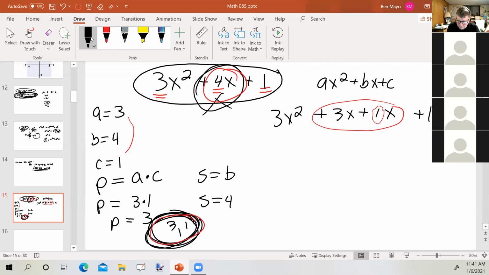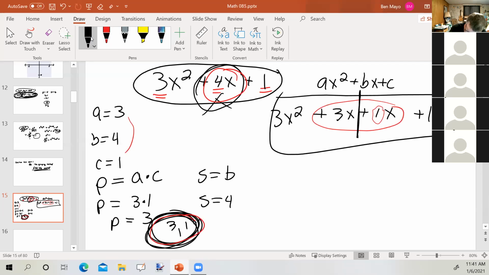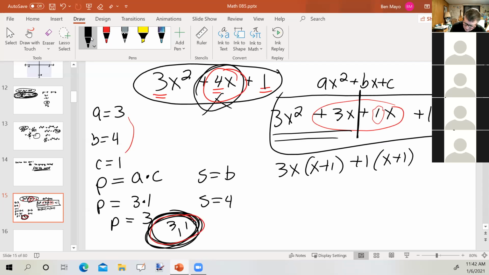Now I have 4 terms. We are now going to use factoring by grouping that we did back in section 6.1. Okay, so I'm going to split this up into 2 groups of 2. The greatest common factor of the first 2 terms is 3x. The leftovers are x plus 1. So over here, the leftovers are x plus 1, and I need a plus 1 outside. So I get x plus 1, 3x plus 1.